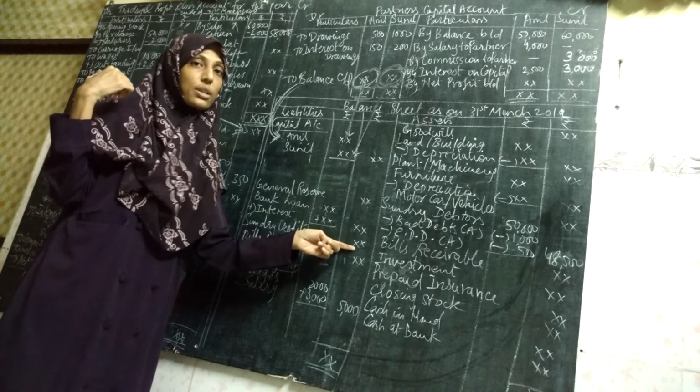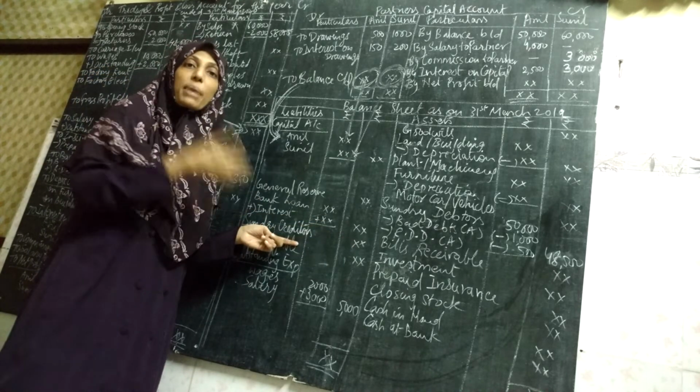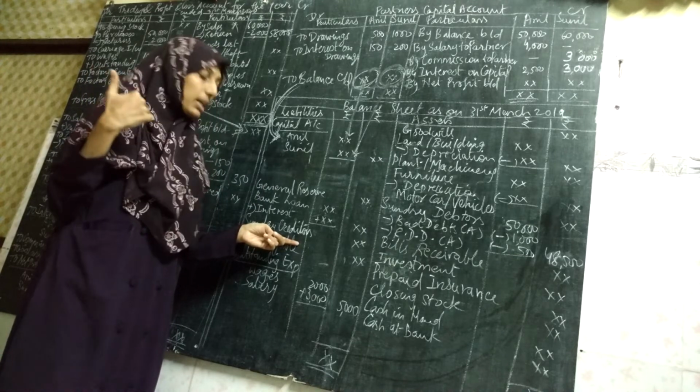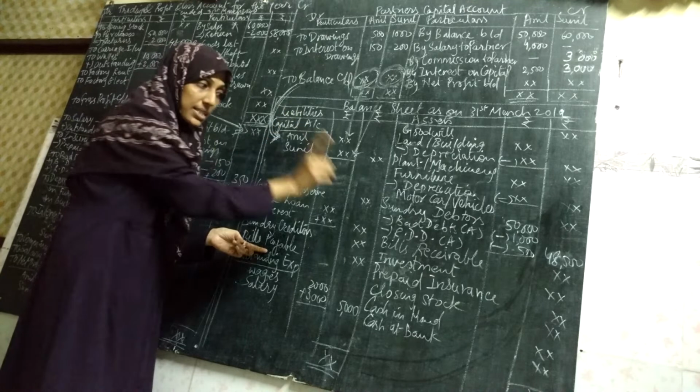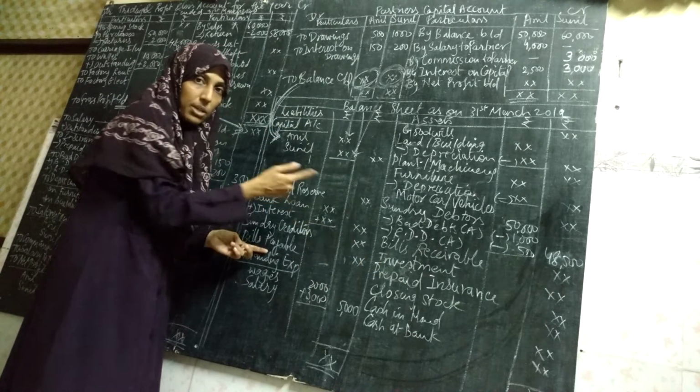So I have purchased goods from creditors. I will be showing it on the liability side. Why? Because I have to pay money to them. It is a liability to me. Next one, bills payable. Bills receivable on the asset side, bills payable on the liability side.